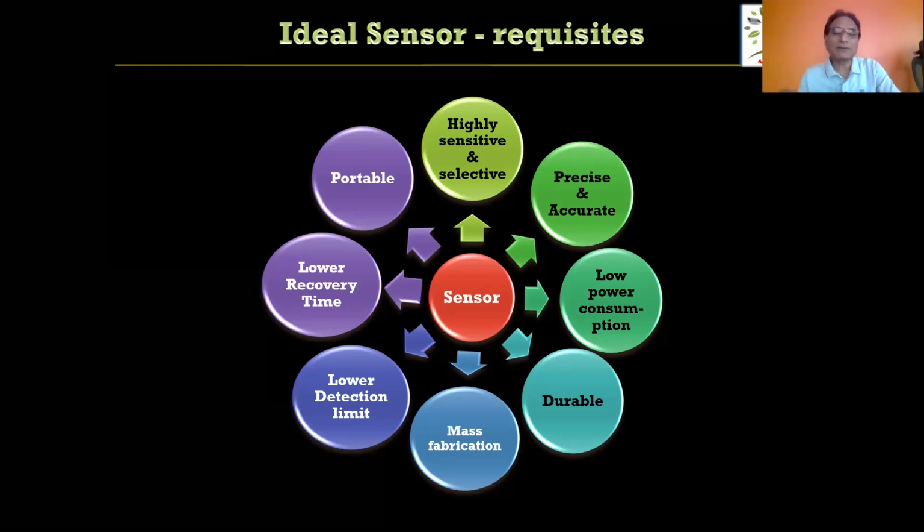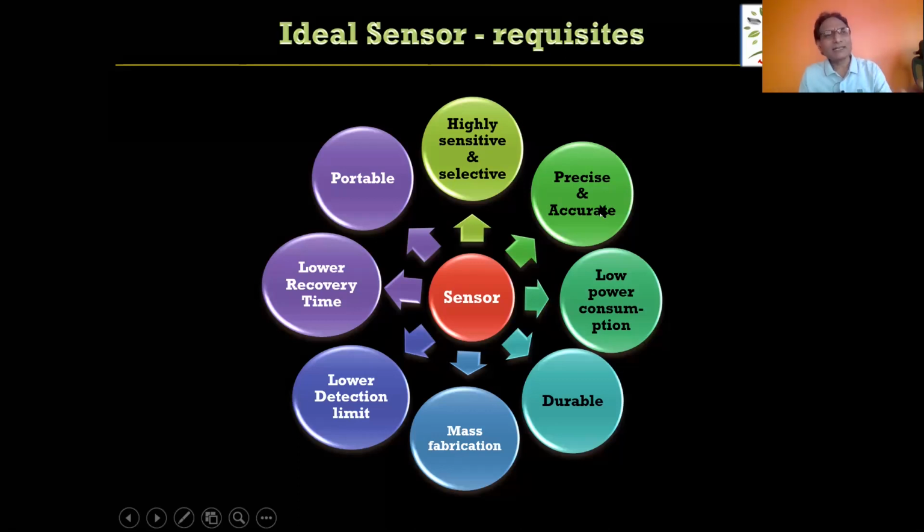Now, as far as paper publication is concerned, this kind of strategy could be okay. But as far as device fabrication is concerned, we need a highly selective material. Highly selective means that the material should be able to respond to only one gas analyte, and that is why it is called an ideal parameter. So ideally, it should be highly selective and highly sensitive. Then it should be very precise and accurate.